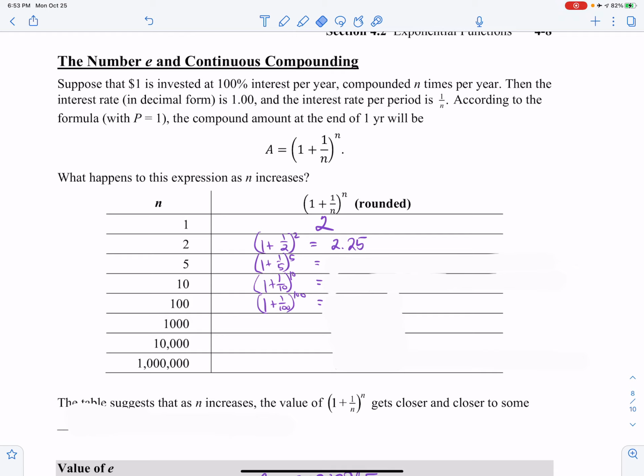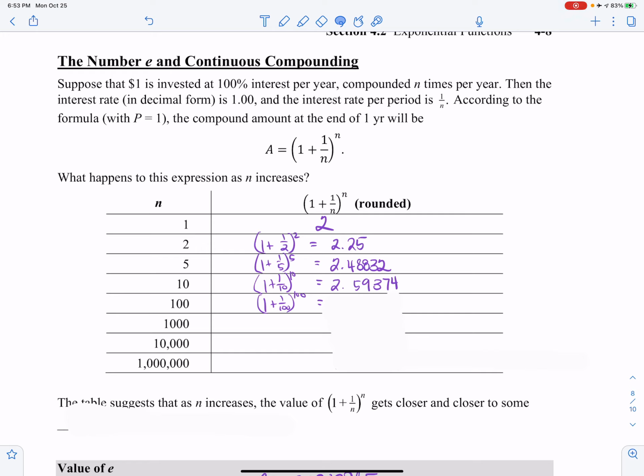And if I compound it 5 times a year, I'm going to start keeping a lot of decimals. You'll see why in a moment. So I'm not just keeping the number of decimals for money here. If I compound it 5 times per year, I'm going to get this decimal, 2.48832. Then let's compound it 10 times per year. And you'll notice that each time my money amount is going up a bit.